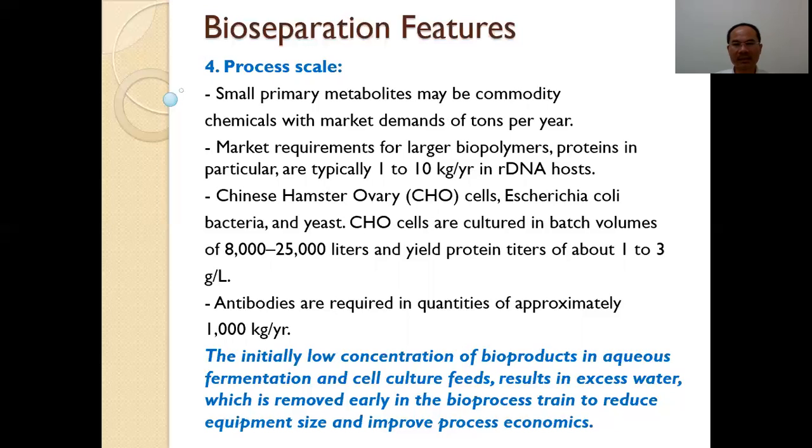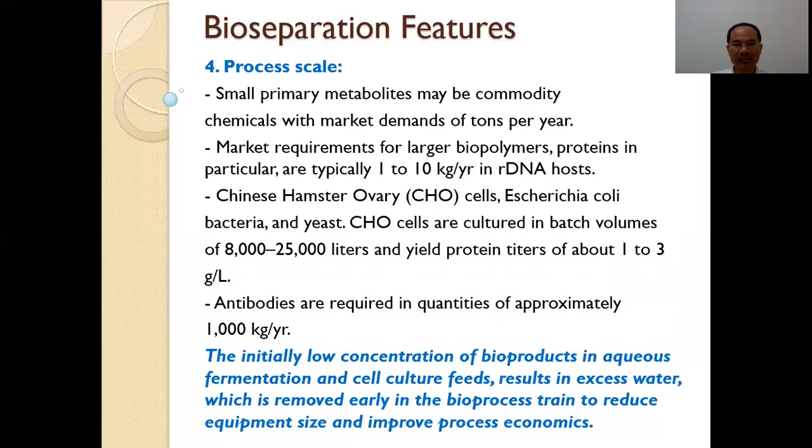For example, Chinese hamster ovary cells, E. coli, bacteria, yeast, 8,000 to 25,000 liters. This also is small scale production, compared to the primary metabolites acetone and choline, where the market is large scale. And another example, like antibiotics, also is small scale, where we may produce 1 kilogram per year, something like this.